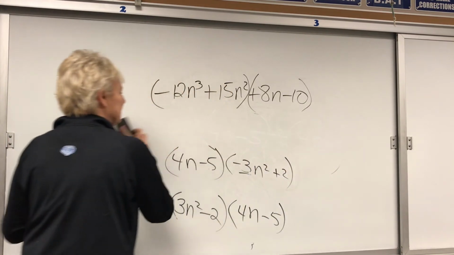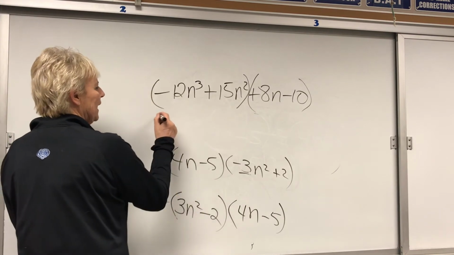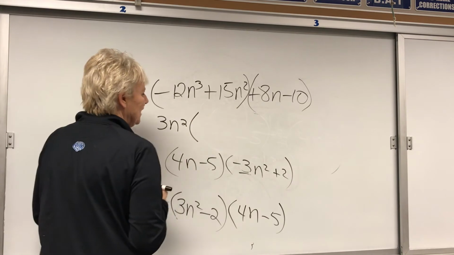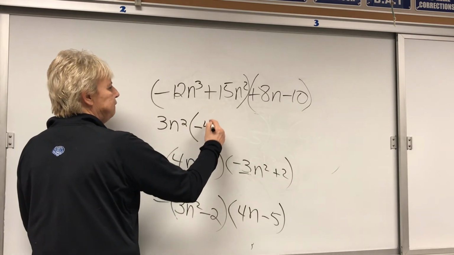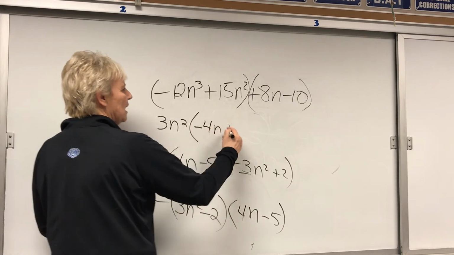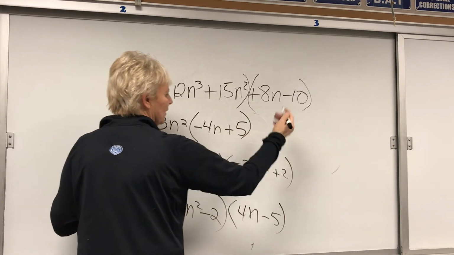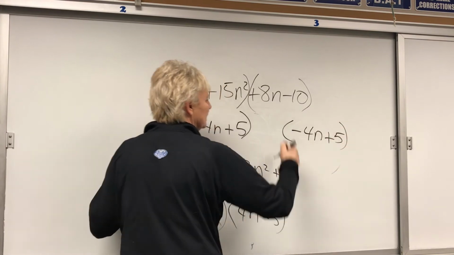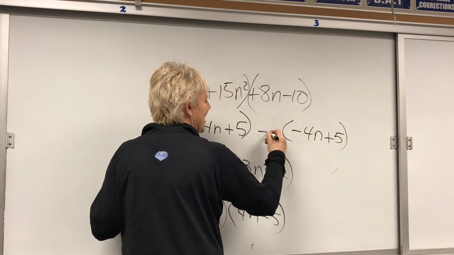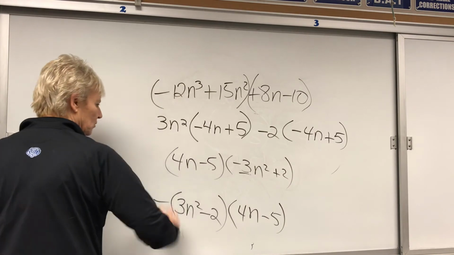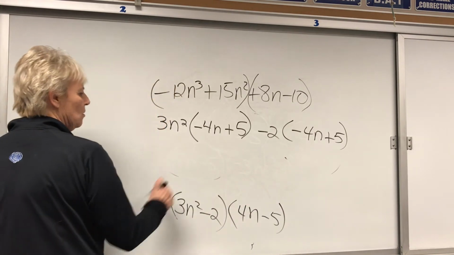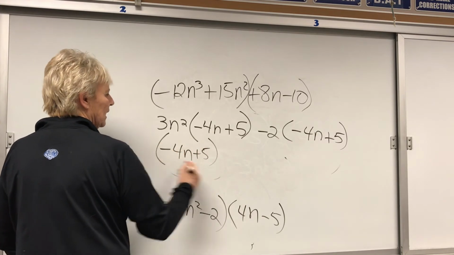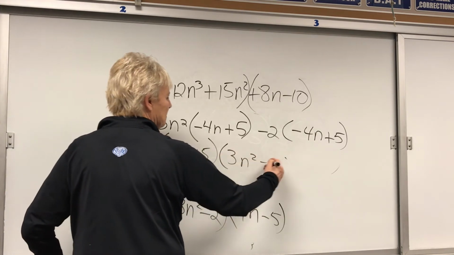Now, let's say we didn't pull it out first, because I'm guessing if you tried these, you did it. Let's see what happens. Let's pull out a 3n squared. Oh, we're still going to have a negative. Negative 4n plus 5. What do we need here now? We need a negative 2. So now we're going to have a different third step: negative 4n plus 5 and the 3n squared minus 2.